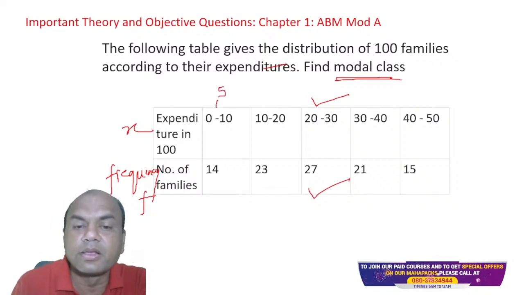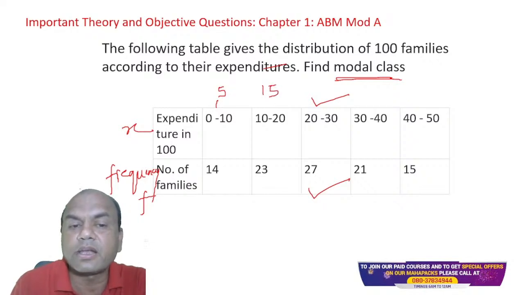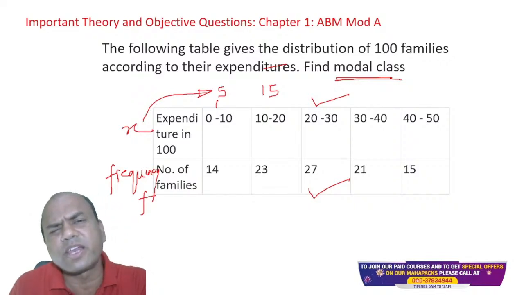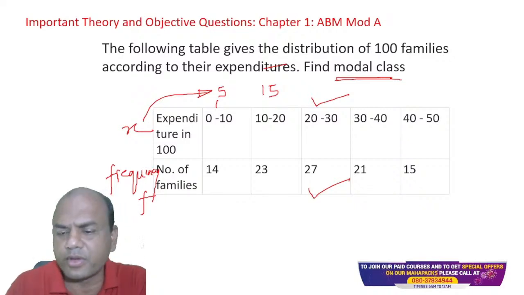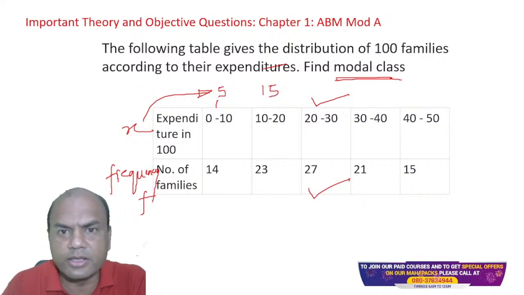Central number. Here it will be 15, right? And this we treated as X. Then we find out Fx, and various formulas are there. Fx upon F, all these mean, mode, median, we find out. Okay, got it? Clear? Simple.